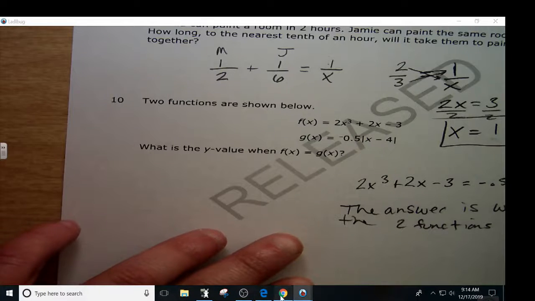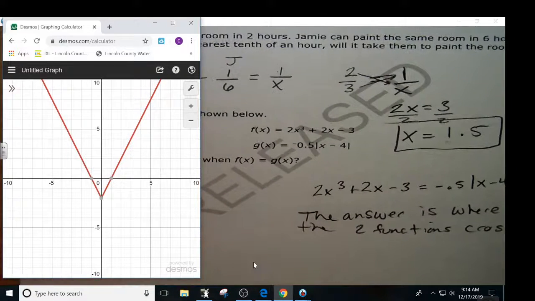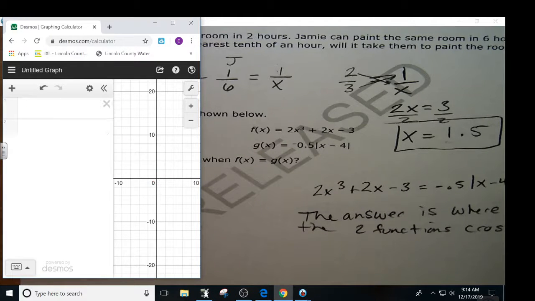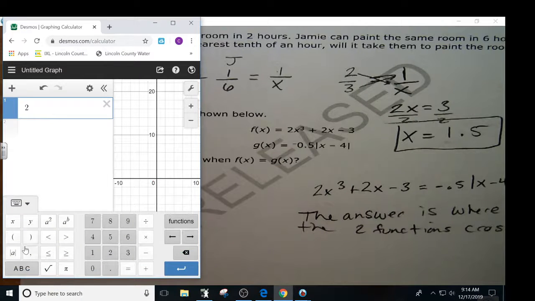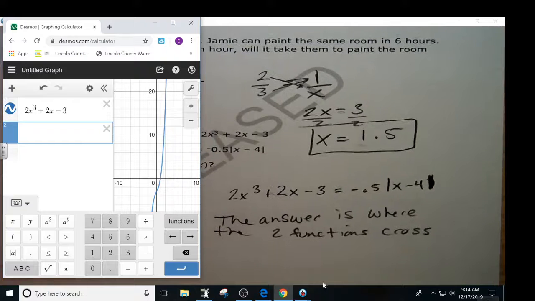Yes, whole test. All right, here we go. So guys, what I'm going to do is put 2x cubed plus 2x minus 3 in 1. So it's going to be 2x cubed. Desmos is so easy to use. It's crazy. All right, now it's negative 0.5. Absolute values down here, guys. And then x minus 4.